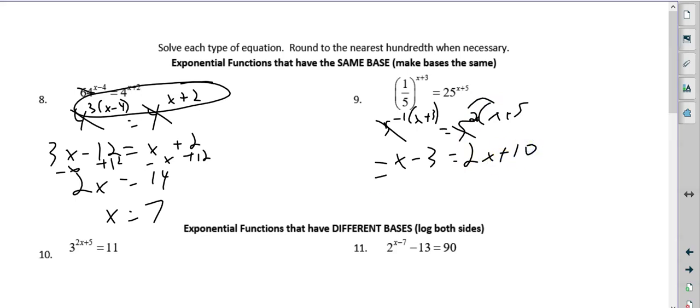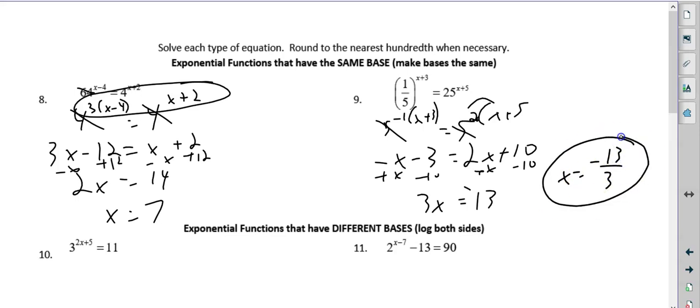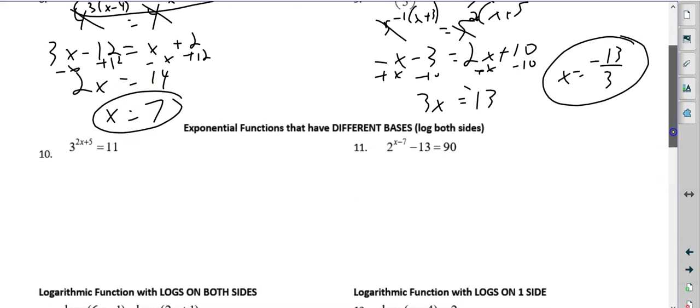Now I'm actually going to add x to both sides, keep it positive. I'm going to subtract 10. 2x plus x is 3x. Minus 3 and minus 10 is minus 13, negative 13. And then when I divide, I get x equals negative 13 thirds. Yes, my answer is negative. Yes, it's a fraction. That's okay.